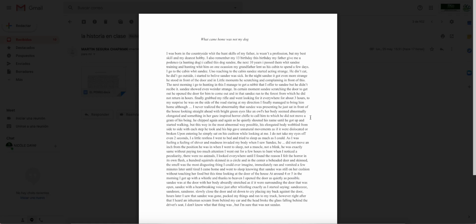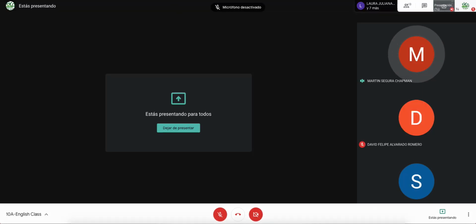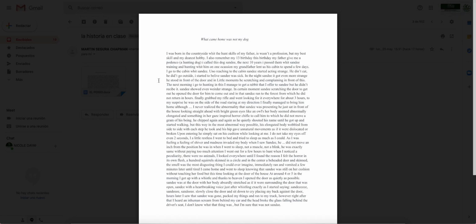Okay, the story is a story for a hunter who goes to a cabin of his grandfather with his dog named Sandy. And okay, in this the things are so strange for the dog. And in one moment, the dog goes outside and doesn't come back, and the hunter goes to look for the dog.